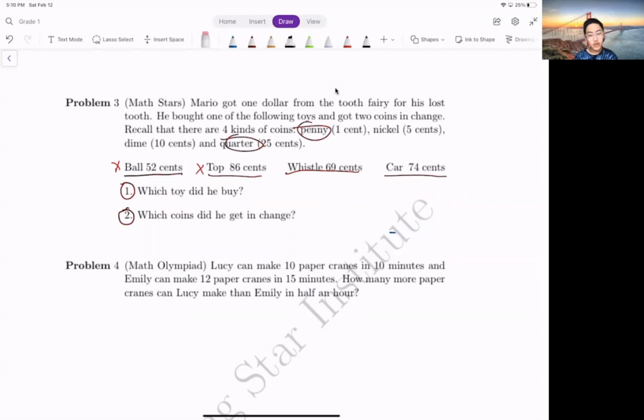So which toy did he buy? We know that he bought the car. And which coins did he get in change? Well, we know that he got a quarter, which was 25 cents, plus a penny, which was 1 cent.